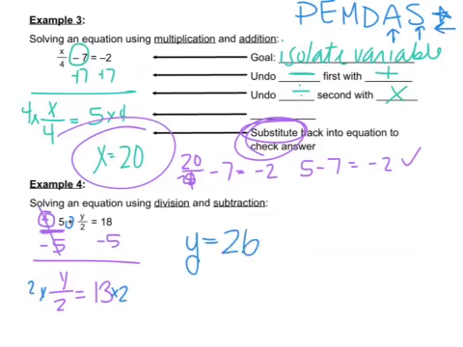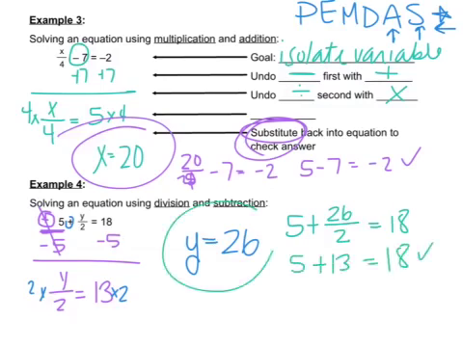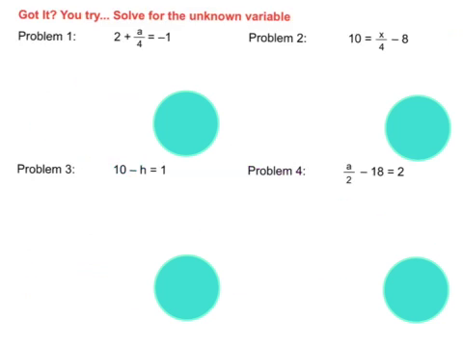And like always, we need to double check that answer. Is 5 plus 26 divided by 2 equal to 18? Well, we have 5 plus 13. Yes, that is 18. So it's our final answer. So notice, we don't move the item with our variable if we don't have to. Always move the other stuff on that side. Just like the last practice problems, go ahead, pause the video, solve them on your own, and come back to check for the answers.